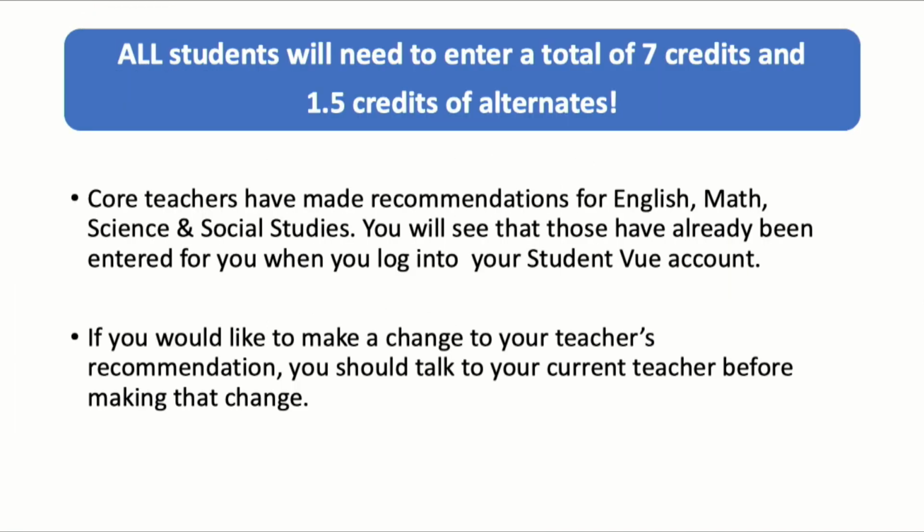Okay, so when you're filling out that worksheet, remember, everyone needs to have 7 total credits. Even if you're a senior and you're going to have a reduced schedule or plan to have a reduced schedule, or if you've been accepted and will be attending OATC, we still want you to select a full 7 credits and then another 3 classes for alternative options. So at least another 1.5 credits of alternative classes.